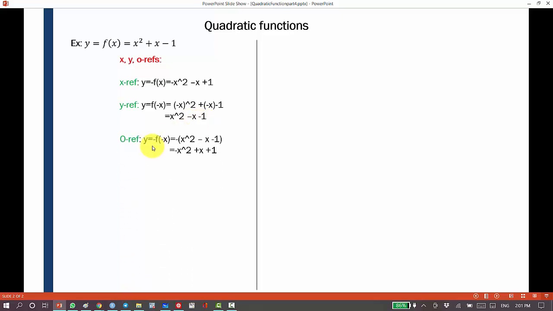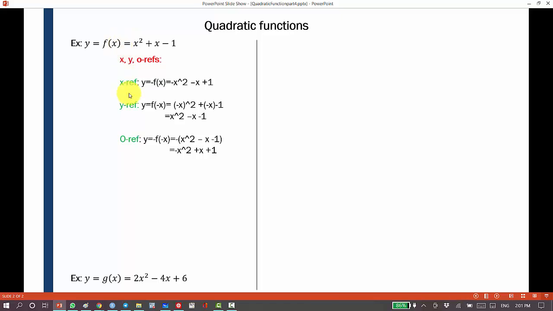In order to find the O reflection, we find minus f of minus x, that is the x reflection of the y reflection. Since we already know the y reflection, which is x squared minus x minus 1, we find the x reflection of this. In other words, we multiply everything by minus 1. As a result, we get minus x squared plus x plus 1, which is the O reflection of the given quadratic function.